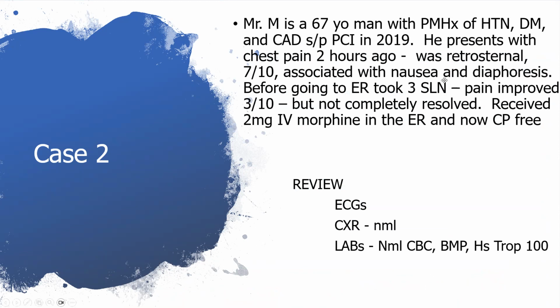So, a 67-year-old man with a past medical history of coronary artery disease. He had a stent placed in 2019. He presents with chest pain that started 2 hours ago. It was retrosternal, 7 out of 10, associated with nausea and diaphoresis. He took 3 sublingual nitros before he came to the ER, and the pain improved but was still there, 3 out of 10. He came to the ER, got some morphine, and now he's chest pain free.